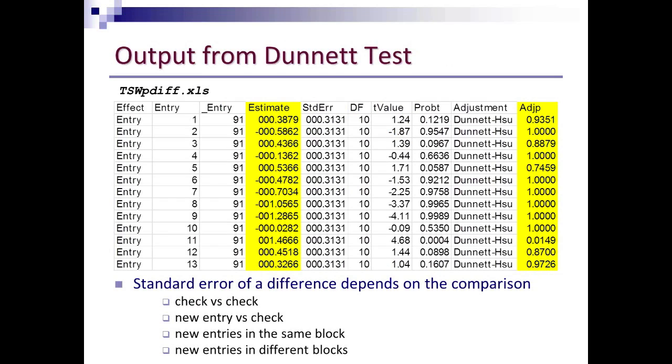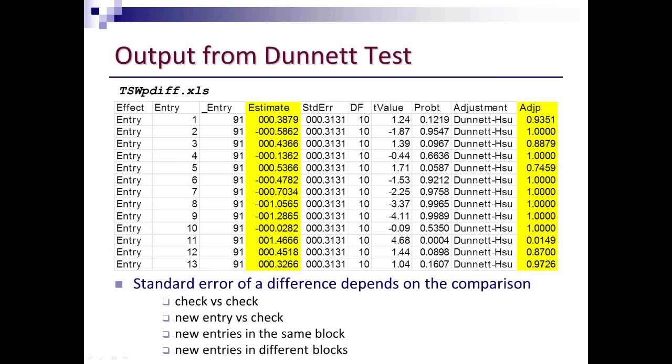So this is just showing what it looks like after I've, for example, exported the multiple comparison test results to an Excel file. I could open that up and look, and for example, the first line here shows the comparison between entry 1 and Starlight, which is entry 91. And so this would be the difference between those observations. And then over on the far right here, this would be the probability value for the Dunnett test.